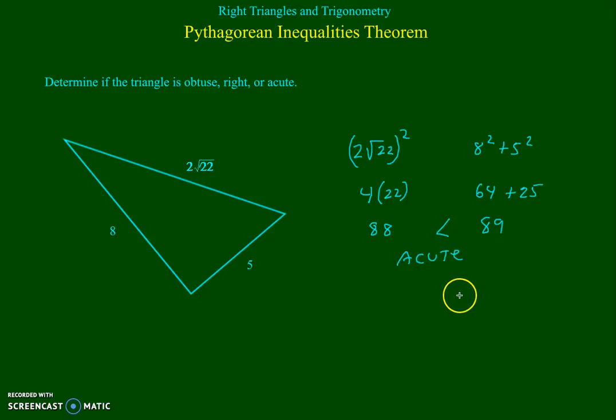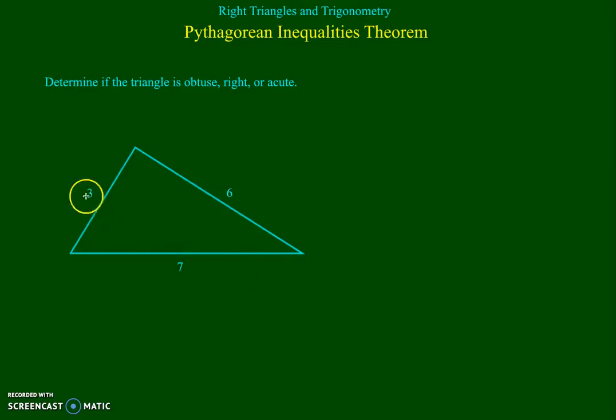All right, let's move on to a third example. Here we can see this is not a 3, 4, 5 or a 5, 12, 13 or any multiples, so it's not a Pythagorean triple. So it looks like it's not going to be a right triangle, but clearly this is the longest side. So let's put that side on the left. That's 7 squared, and then we have 6 squared plus 3 squared. That's 49, and 36 plus 9 is 45. So this is greater, so this triangle is obtuse.